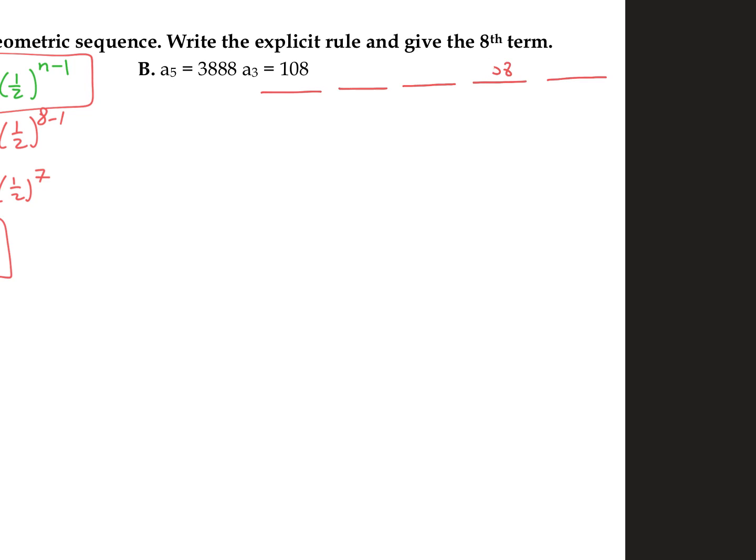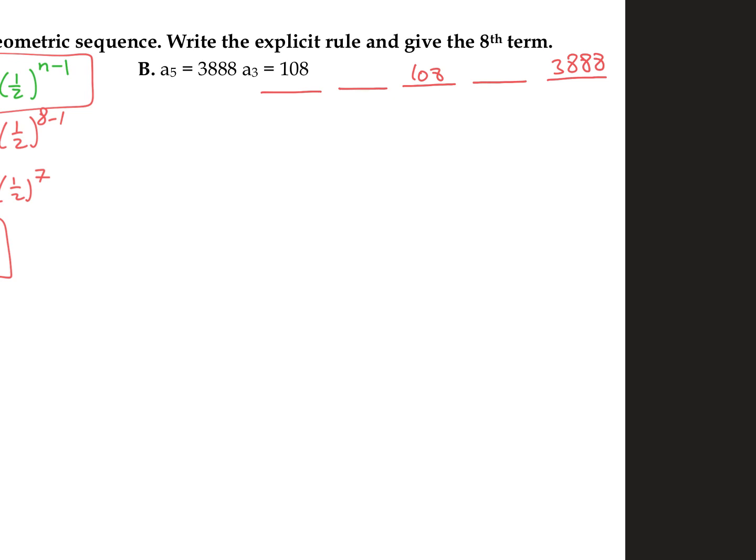I'll slide this over, just give me some space. So 108, 3,888. So I need to find the R. What am I multiplying by 108 to get 3888? So on and so forth. I can look at this.